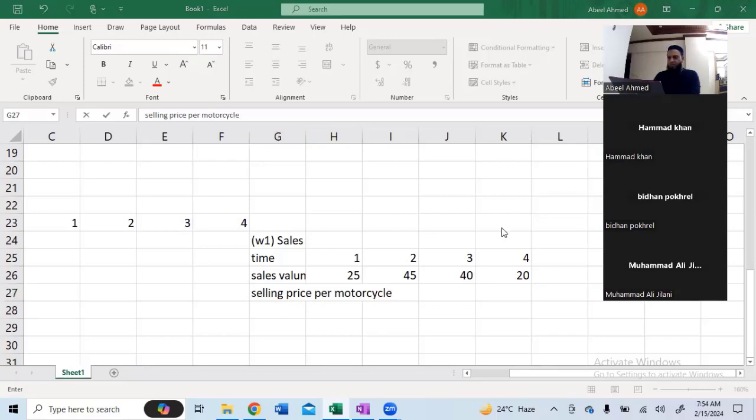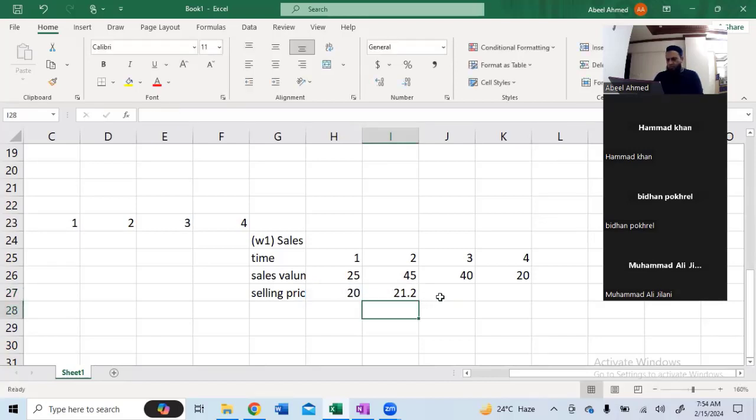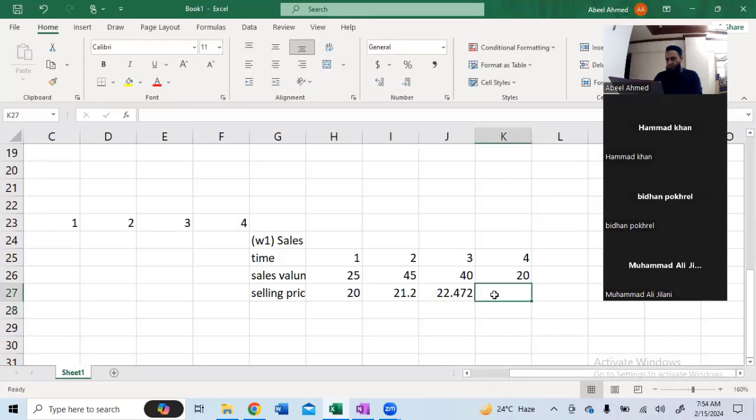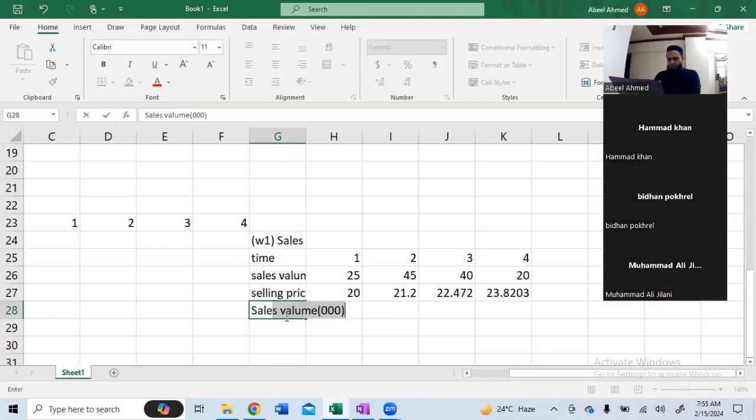Okay. Selling price per motorcycle. It is 20 in the first year. After that, it will increase by 6%. 1.06. 1.06. 1.06. Here comes the sales.